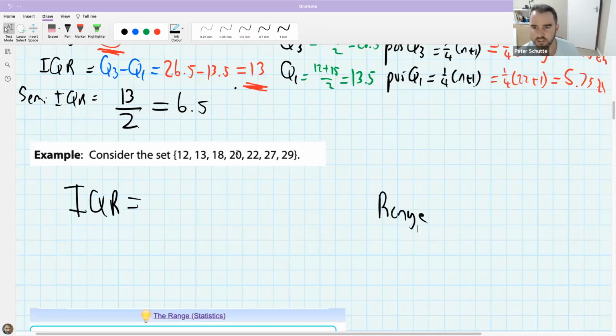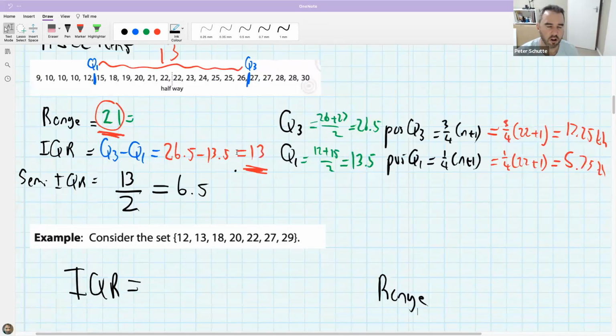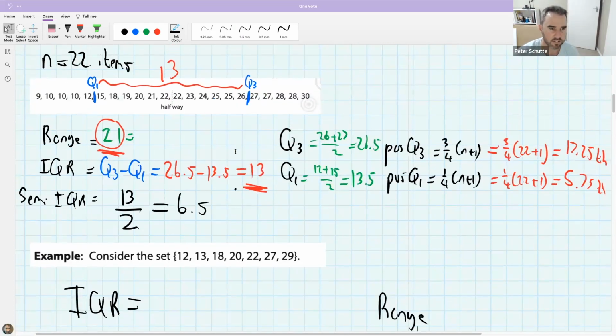Michaela's asked, so wouldn't Q1 be in the middle of the first half? Yes, it would be in the middle of the first half. So 1, 2, 3, 4, 5, 2, 3, 6. Yes, it would be. Exactly. So it's halfway between there. Yeah, so that's fine.